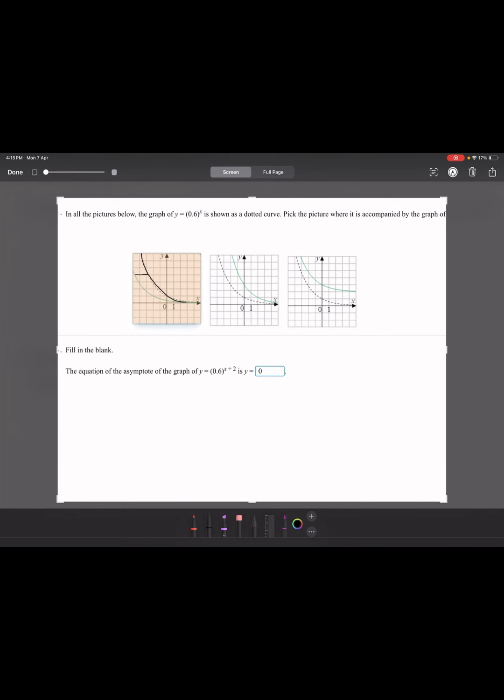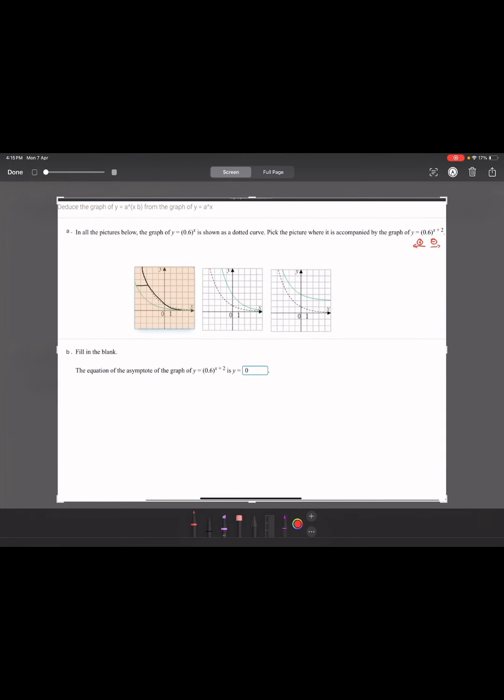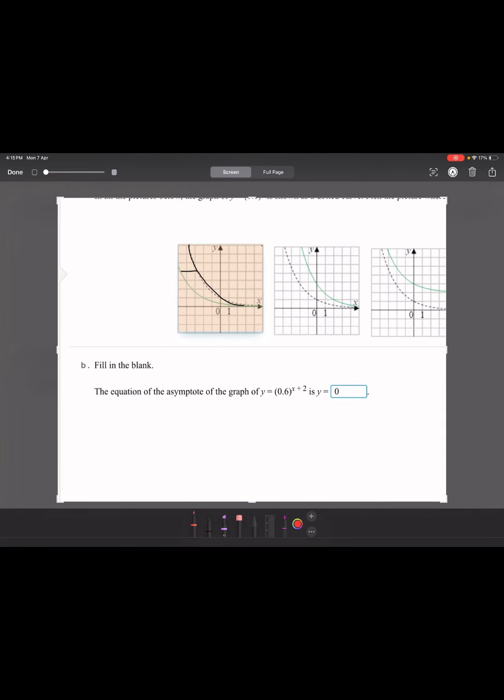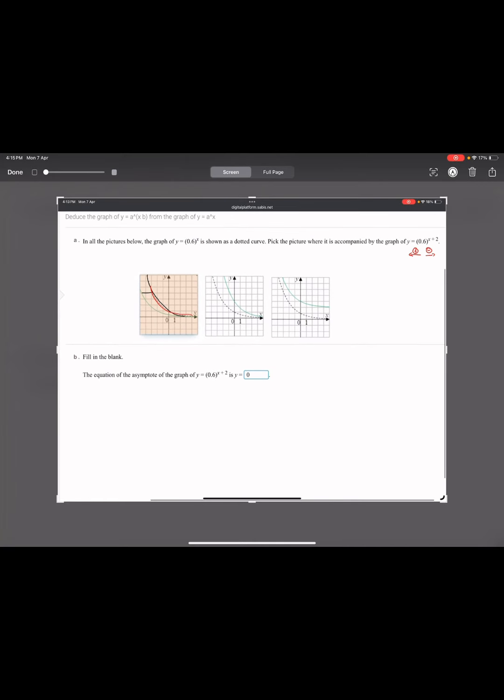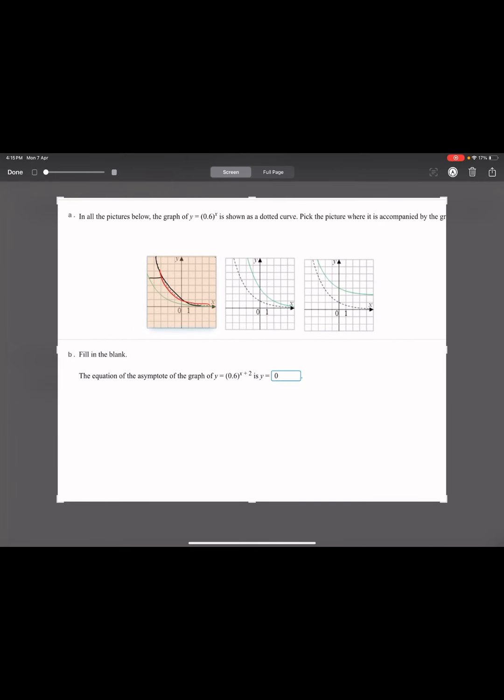Here, the equation of the asymptote of the graph is y equals what? Logically looking at this graph, you can see that it's still 0. This function is still 0. Y equals blah blah blah is still 0. I don't really know how to explain this, the second one, but you can just look at the graph and see that.